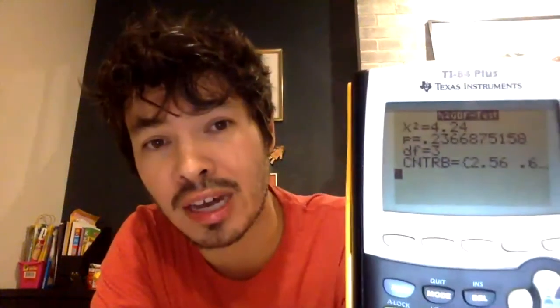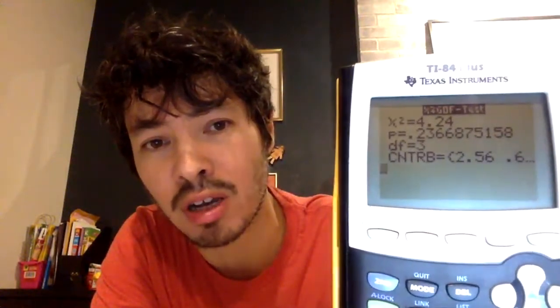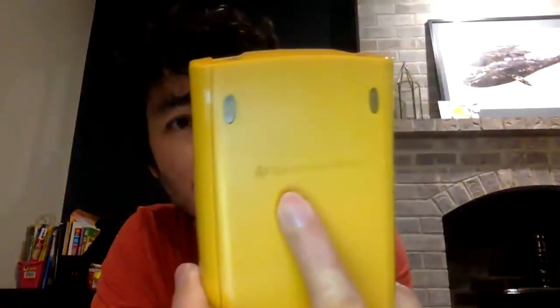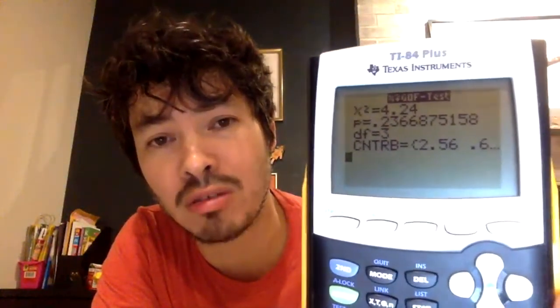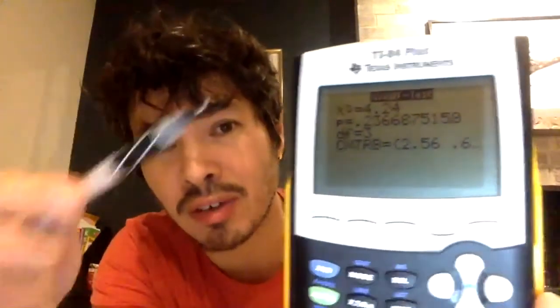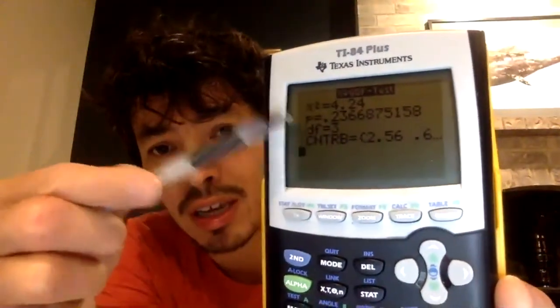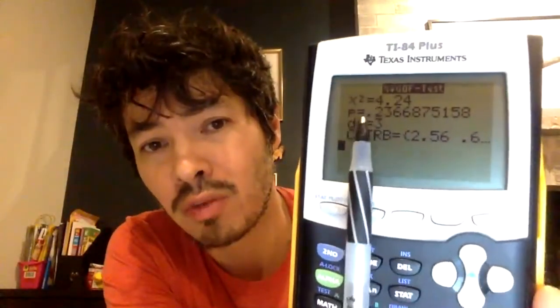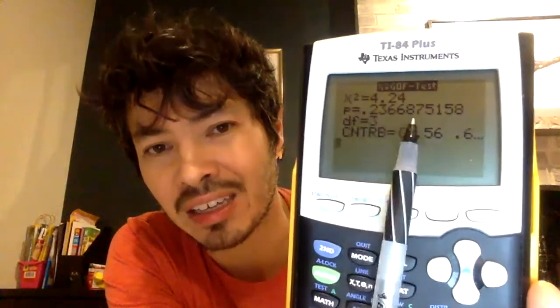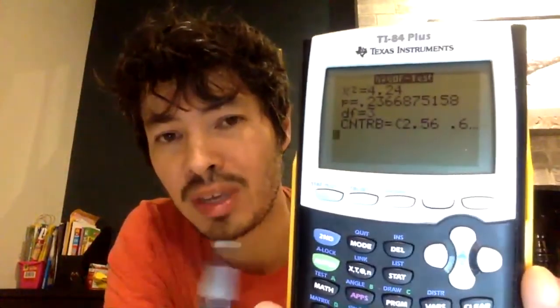Calculate. Bam. What do you give them? The chi-squared stat, 4.24. The p-value, 0.237, pretty high. And then the degrees of freedom, 3. So that's what you give them, these 3 things. And then state your conclusion. With a p-value so high, 23.7%, we fail to reject the null. There is not sufficient evidence that the wheel's outcomes are not equally likely.